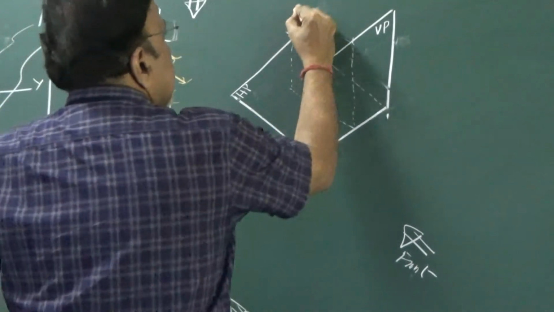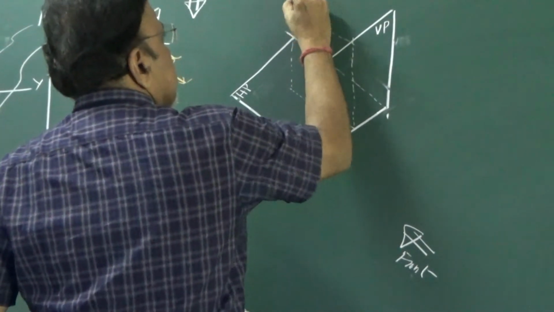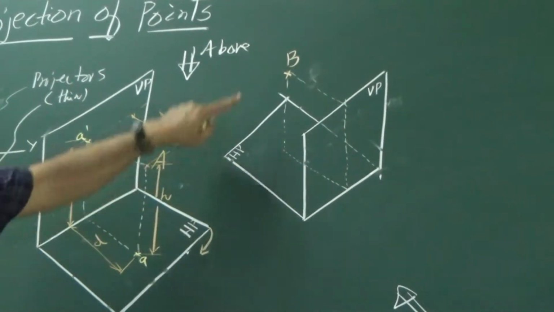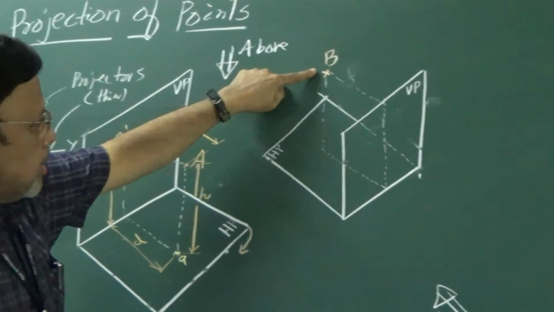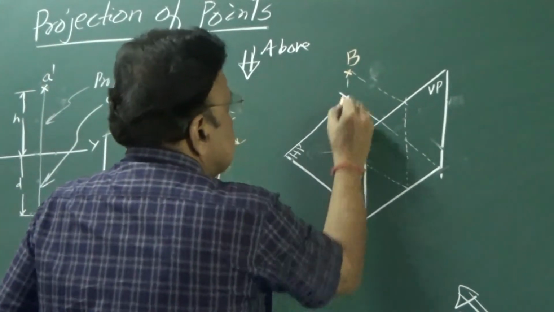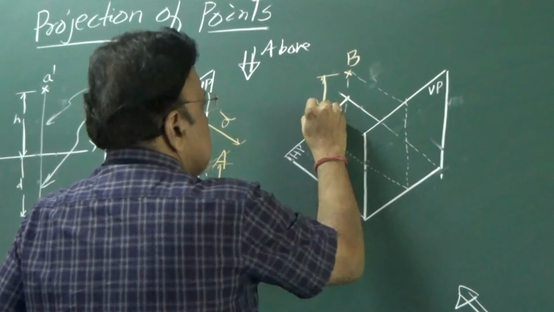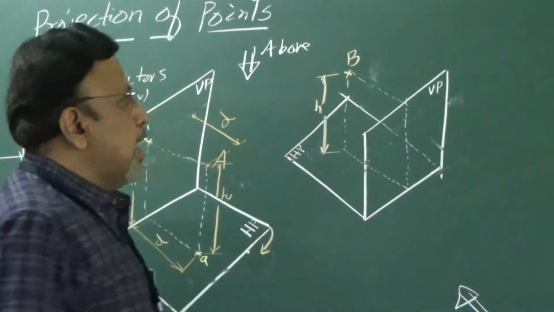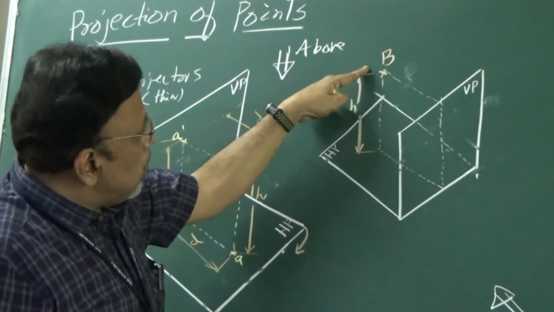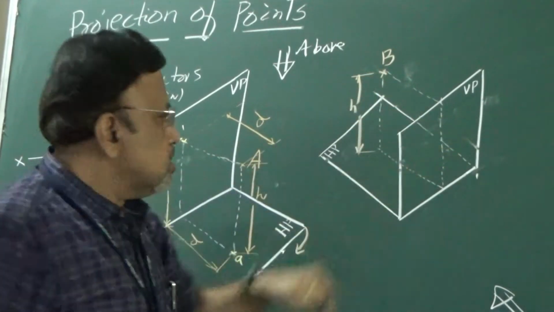Let us say I am just considering a point here. Let us say this is point B. Now I can say this point B is above HP. Above HP by what distance? This is the distance. And this point B is behind VP. Behind VP by what distance? By this distance.